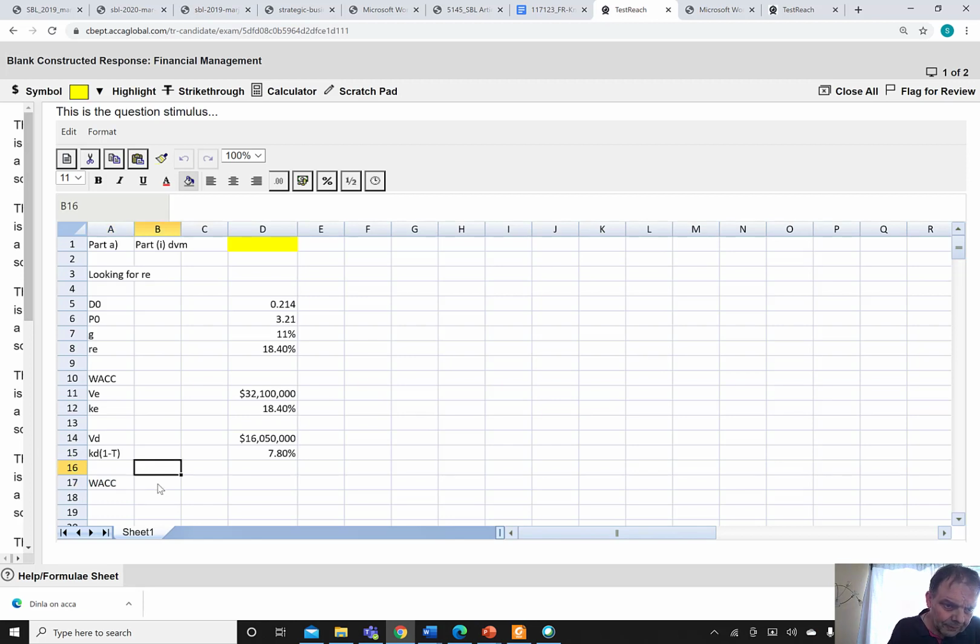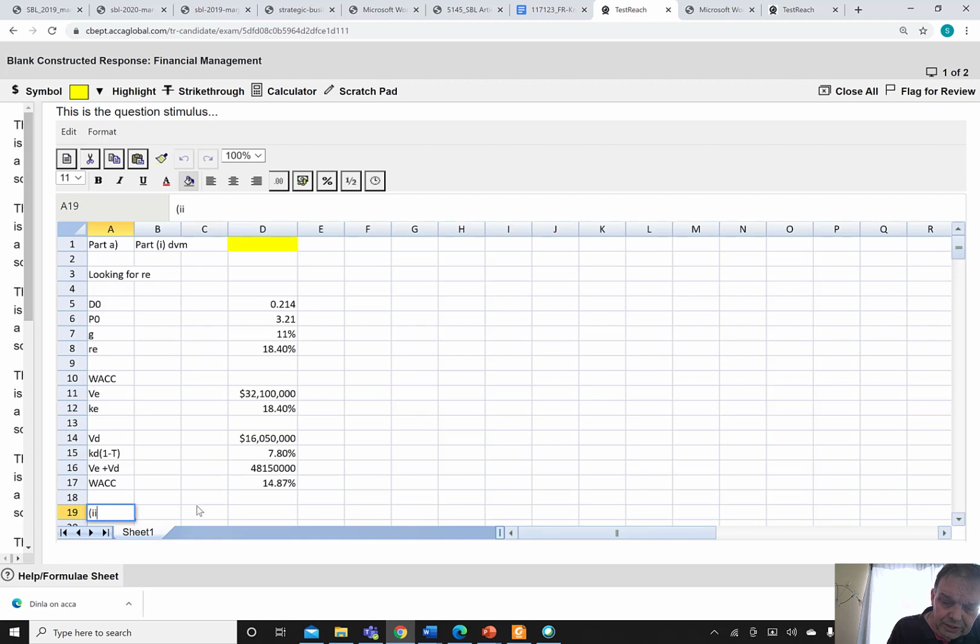I often find it's useful to have a VE plus VD value, just so that it saves me having to do too many extra sums. So here I've said the value of equity is 32,100,000 plus the value of debt 16,050,000, giving me a total of 48,150,000. So here we go: the value of equity divided by the total times the cost of equity, plus the value of debt divided by the total times the cost of debt. And there we have our WACC for the first of our methods of working out the WACC.